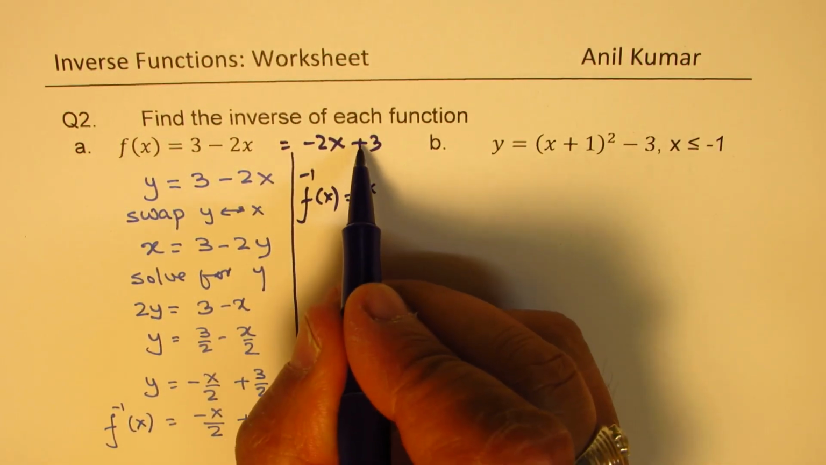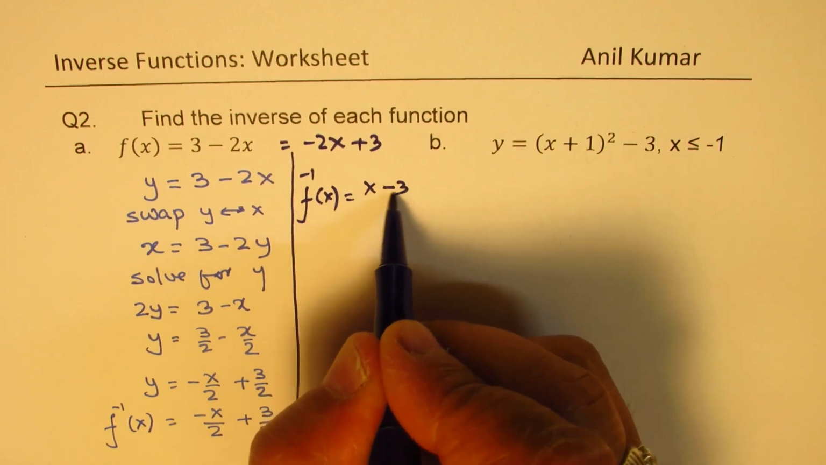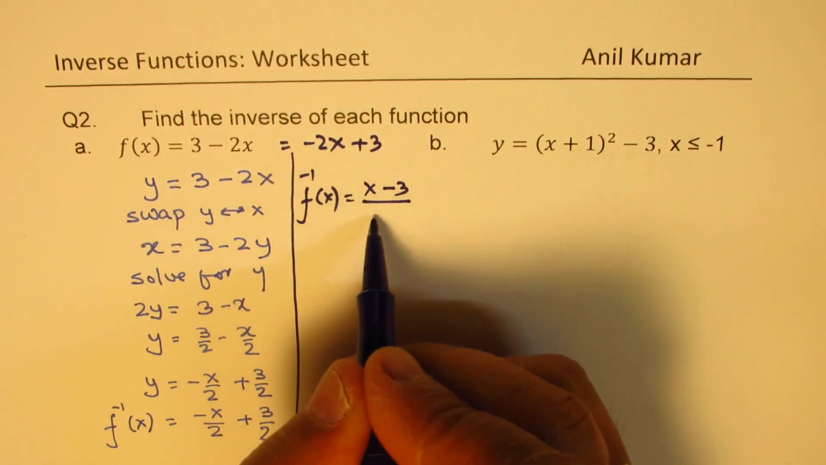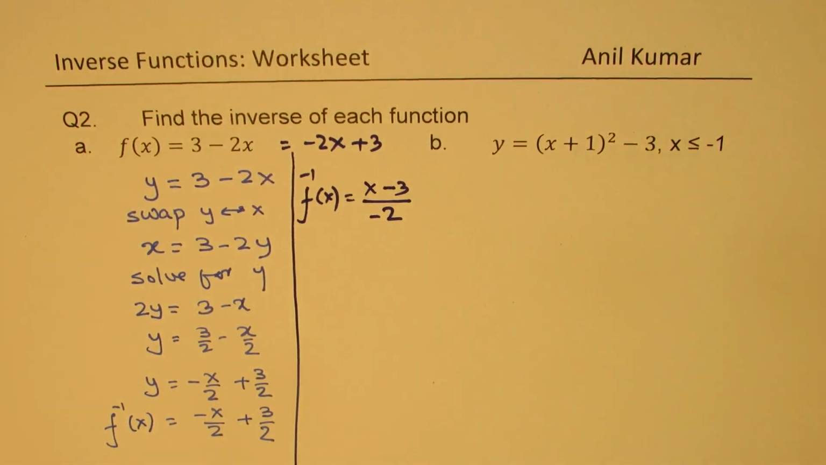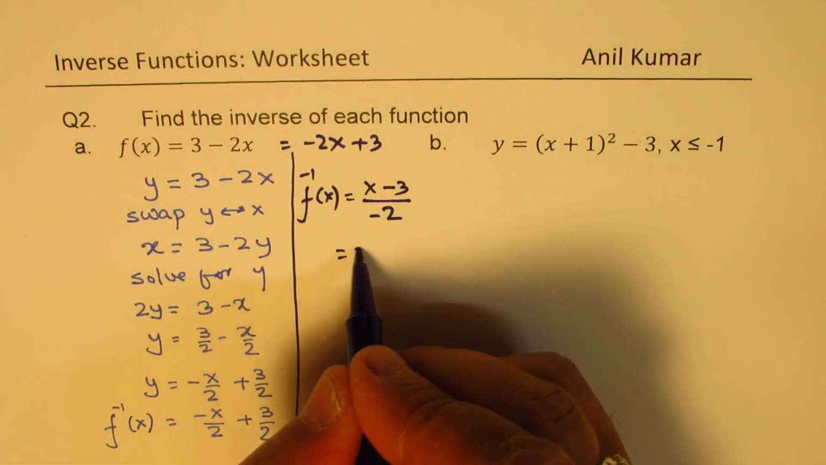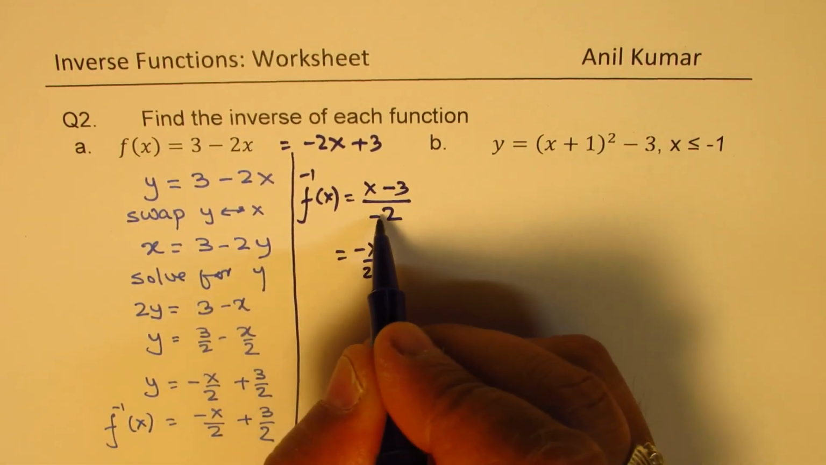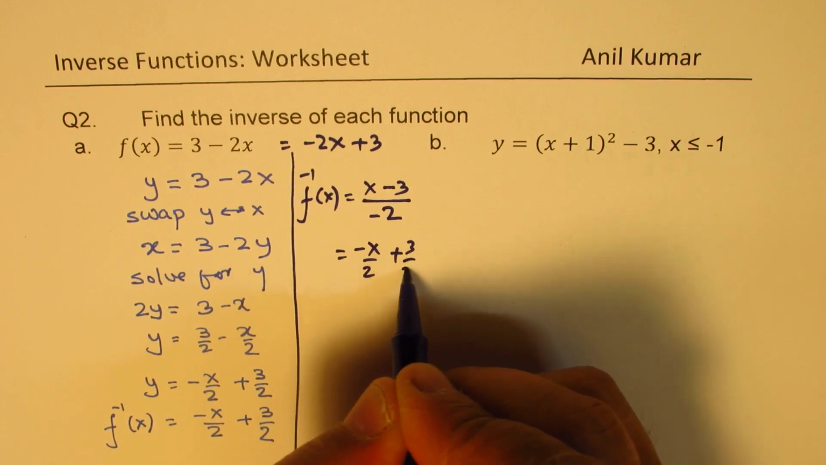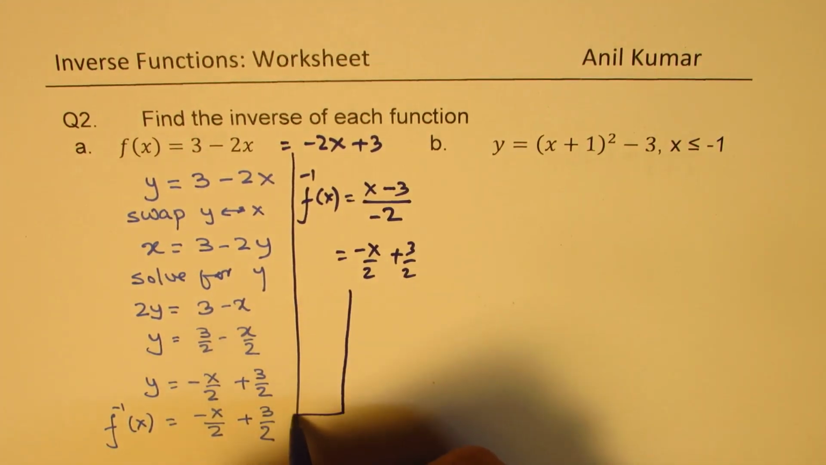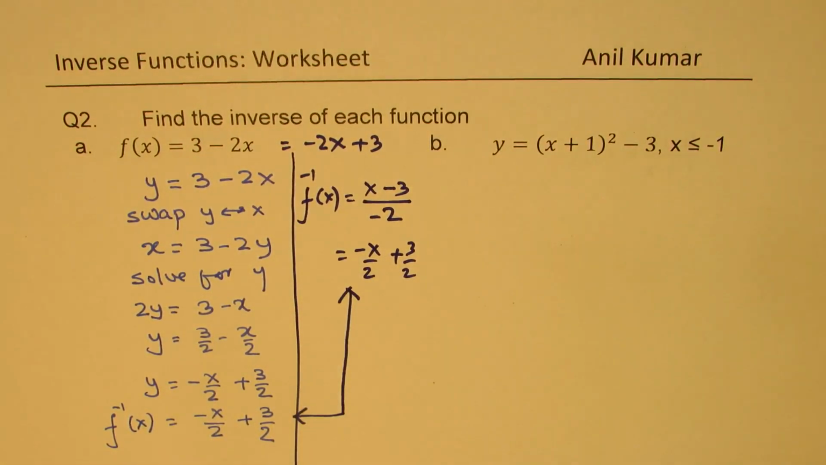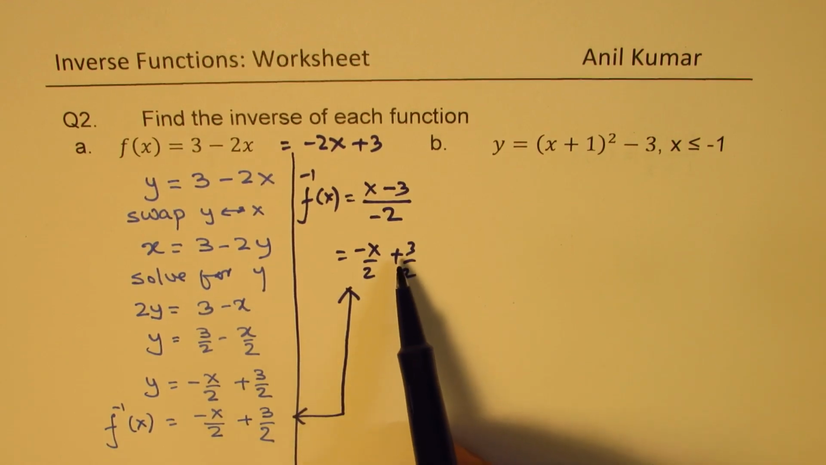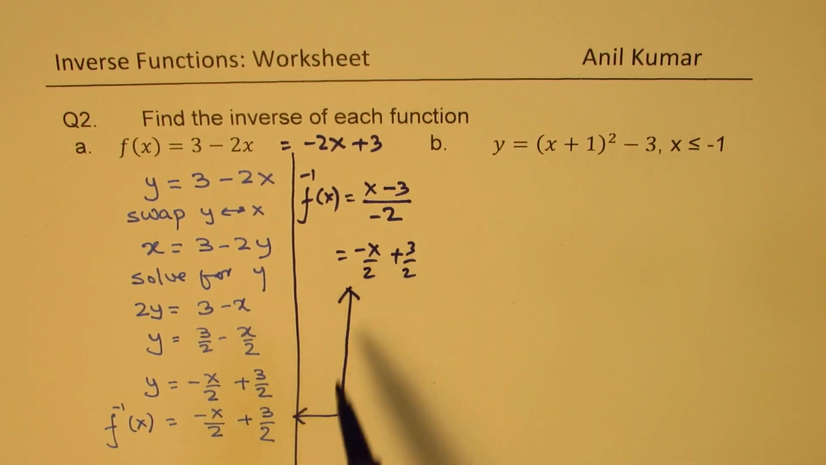From x, you take away 3, right? And then you divide by minus 2. Does that make sense? So that gives you minus x by 2. Minus minus becomes plus 3 by 2. And you get the same result. Do you see that? That's what we meant when we did question number 1, part 1.